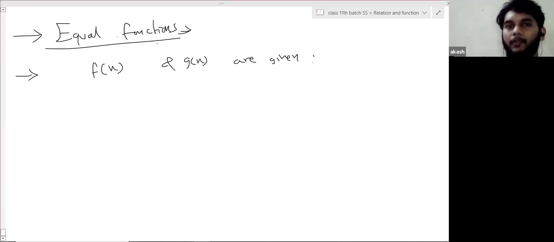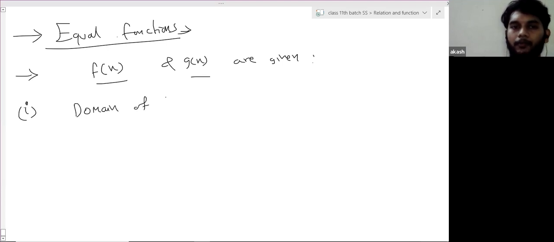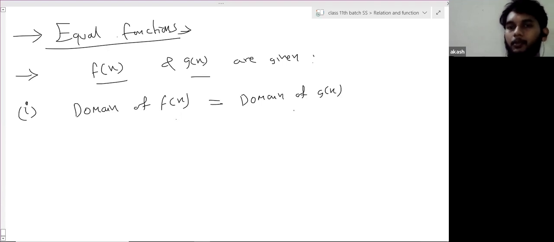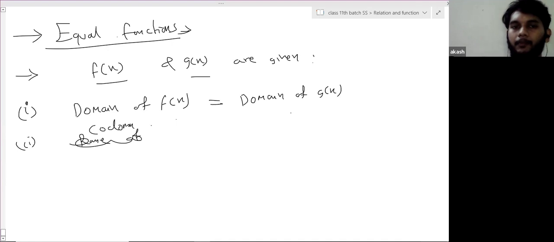All right. Today we're going to start equal functions. If two functions are given, f of x and g of x, and they're asking you if they are equal or not, then what you have to check? You have to check domain of f of x must be equal to domain of g of x. Codomain of f of x must be equal to codomain of g of x.